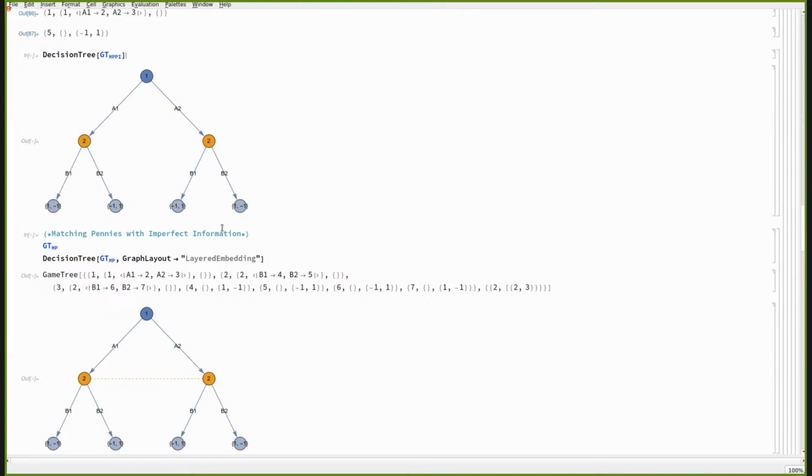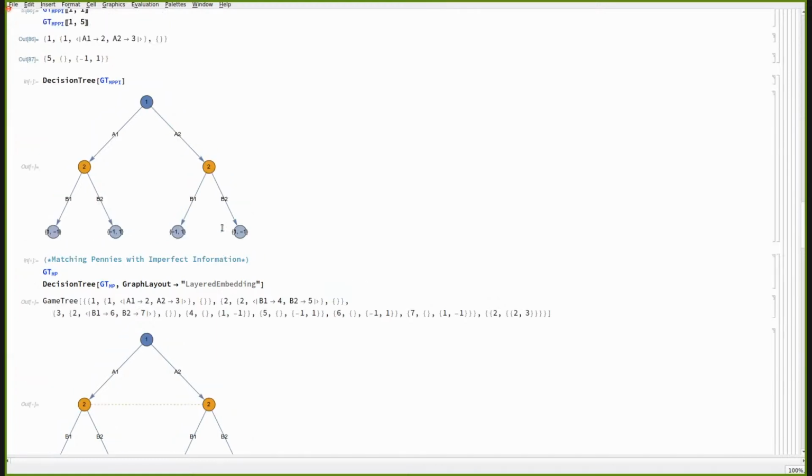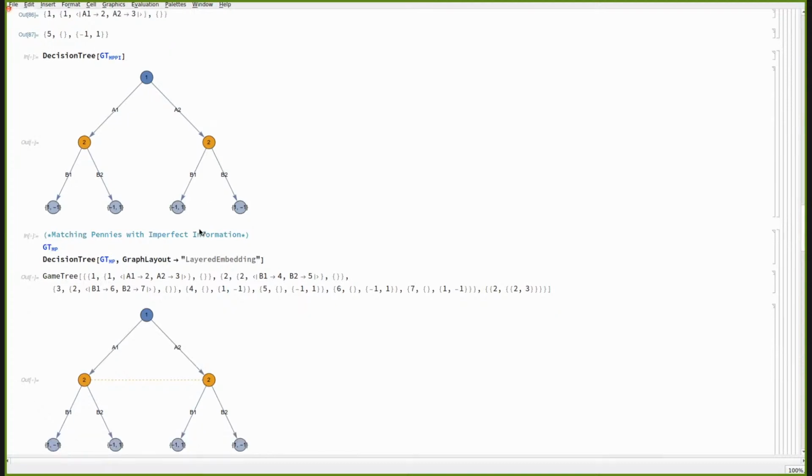Oh, but wait a minute. Is this no longer a tree? So an imperfect information game is a tree plus subsets of nodes. The information set gives an extra hypergraph structure to the tree graph. Well, my question is how that's going to work with the tree data structure. Okay, so I don't quite understand that.